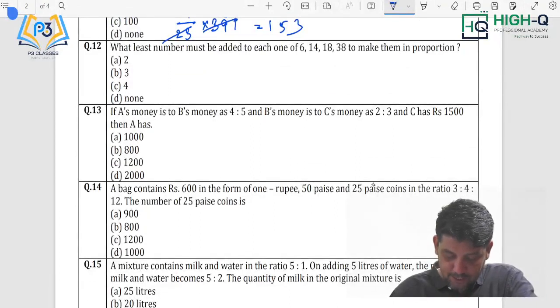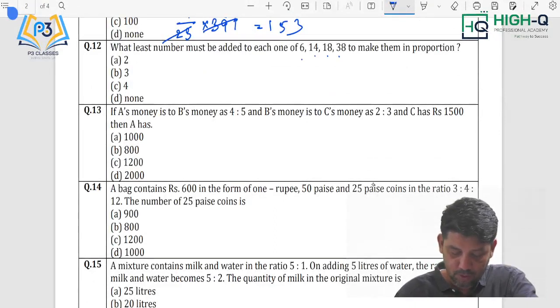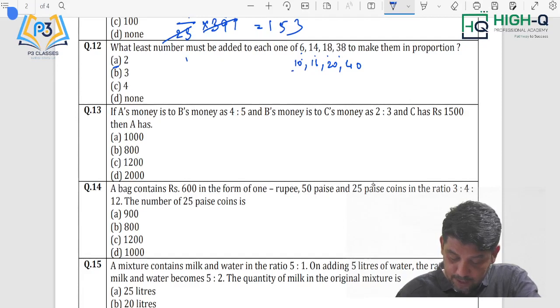What least number must be added to each one of 6, 14, 18, 38 to make a proportion? So trial and error method. Option A is 2. 6 plus 2, 8, 14 plus 2, 16, 18 plus 2, 20, 38 plus 2, 40. Now check whether they are in proportion or not. 8 by 16, 20 by 40.